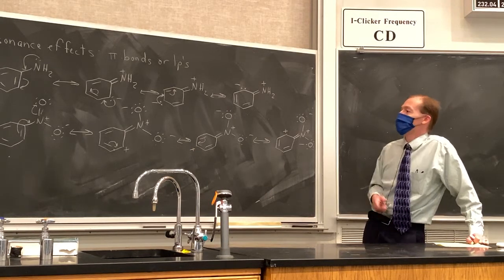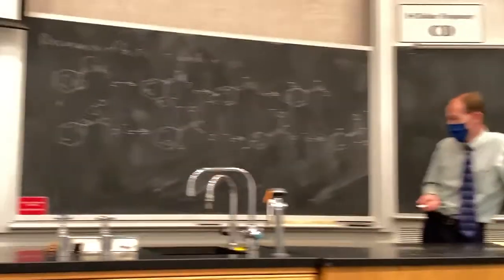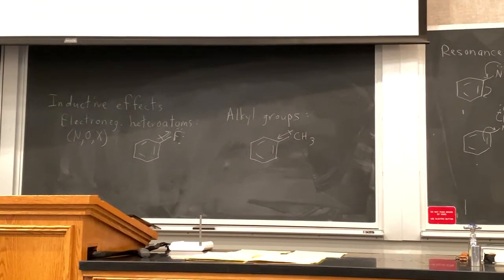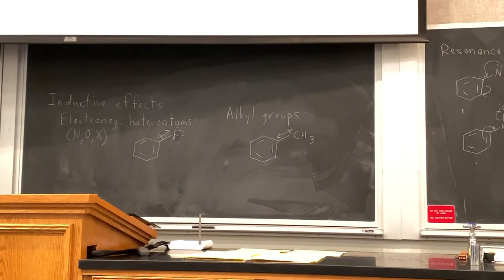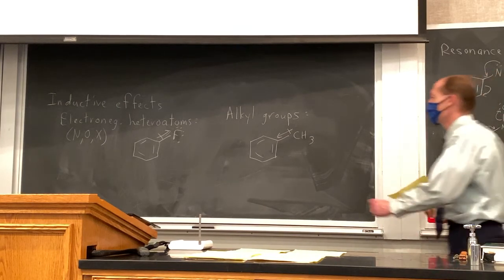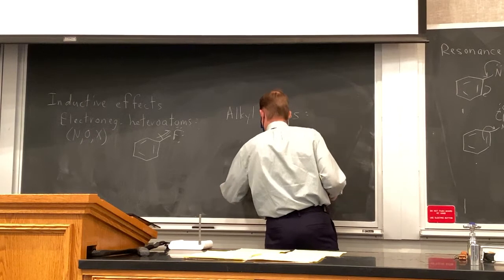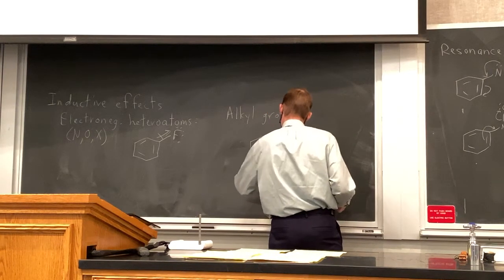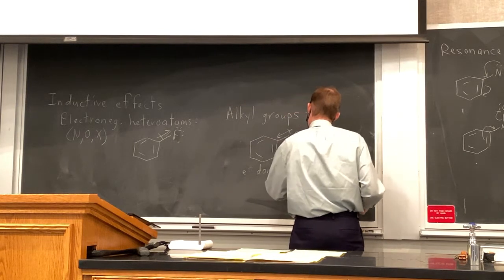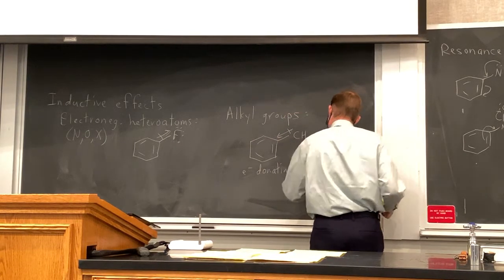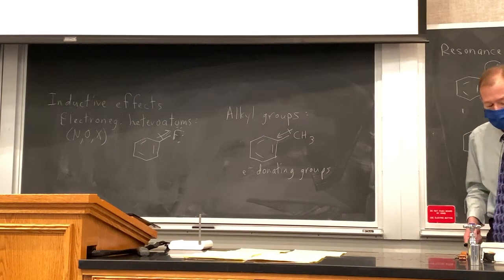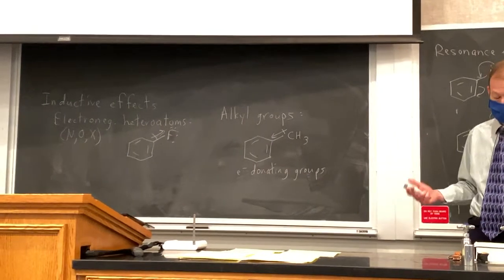So let's look at our alkyl groups to start. There are no resonance effects with our alkyl groups, only inductive effects. So that's our easiest one to make a decision about. Our alkyl groups are going to be electron donating groups. They're weakly donating because, as I mentioned, the magnitude of this effect is not particularly strong.